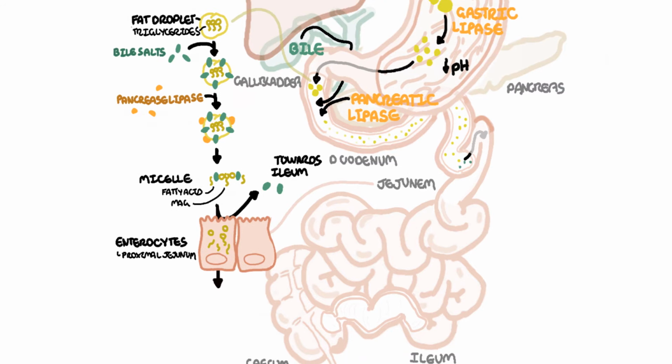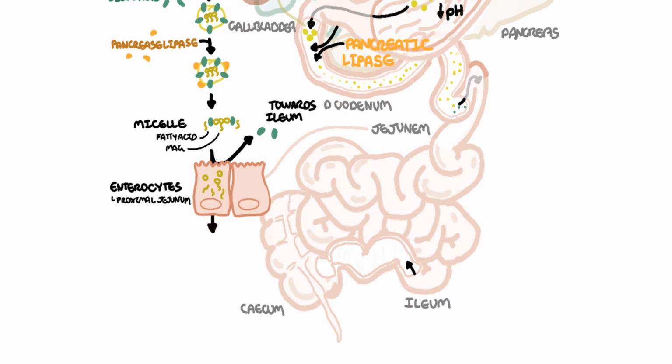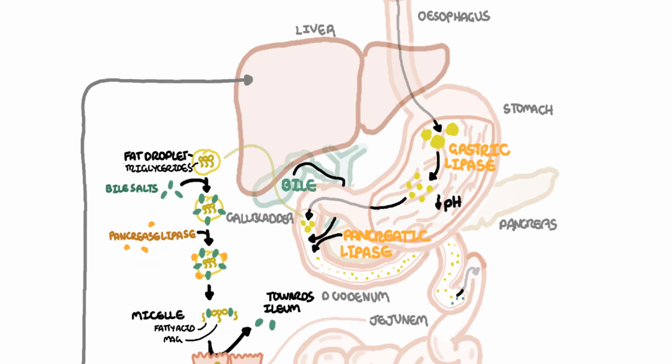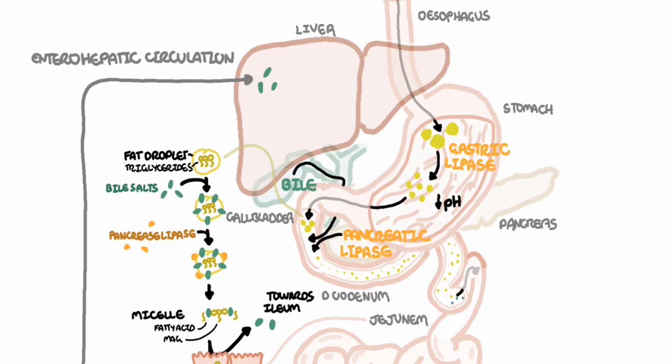They actually reach the terminal ileum, where they are actively reabsorbed and enter the portal circulation into the liver. And this cycle is known as the enterohepatic circulation. Entero as in intestine and hepatic as in liver. So the bile salts that are reabsorbed and are in the liver are then essentially recycled and resecreted into bile to be used again.